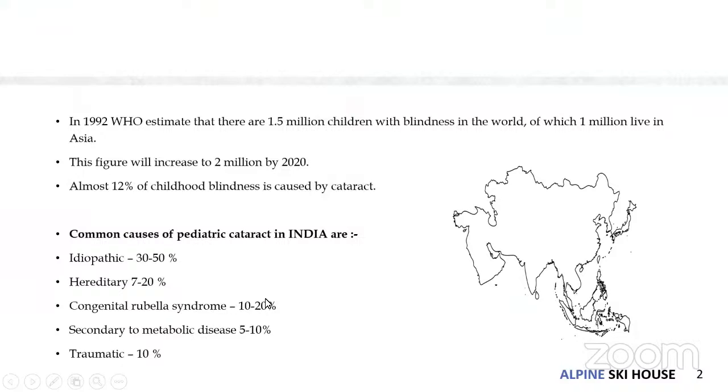In 1992, WHO estimated that there are 1.5 million children with blindness in the world, of which 1 million live in Asia. This figure will increase to 2 million by 2020. Almost 12% of childhood blindness is caused by cataract. The commonest causes of pediatric cataract in India are idiopathic 30 to 50%, hereditary 7 to 20%, congenital rubella syndrome 10 to 20%, secondary to metabolic disease 5 to 10%, and traumatic 10%.